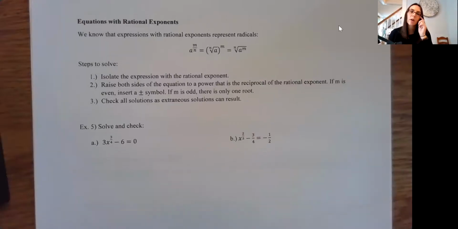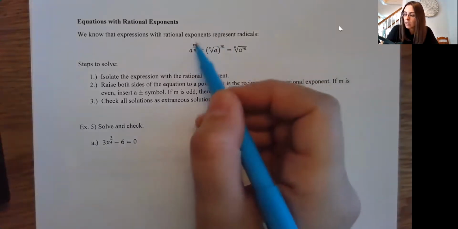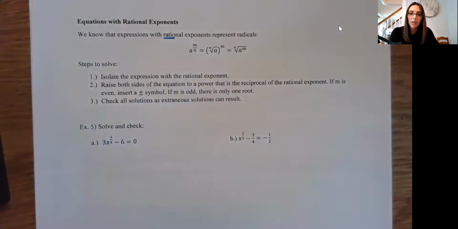The next style of equation we're going to look at are equations with rational exponents. Actually, rational exponents are really just another way to write roots. For instance, if you see a rational exponent, rational just means ratio, so you have a fraction on your exponent. You actually can write it as a root.